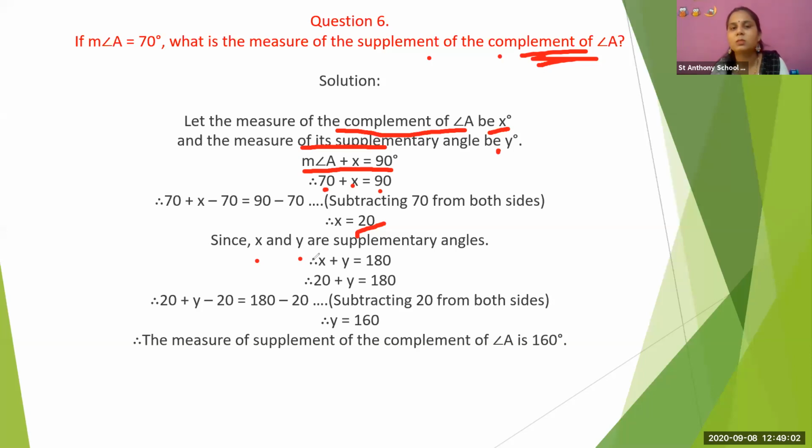Now x and y are supplementary angles. So x plus y is equal to 180 degrees. Now what is the value of x? 20, right? Plus y is equal to 180 degrees. Now again we don't want this 20 with y. So 180 minus 20 is equal to 160 degrees. Okay. So the measure of the supplement of the complement of angle A is 160 degrees.